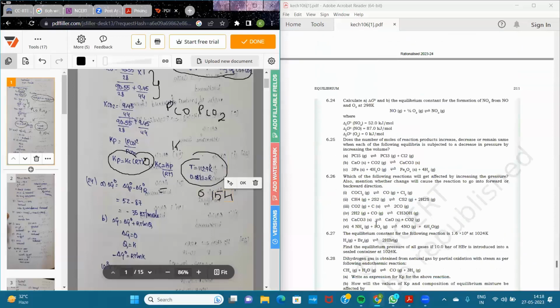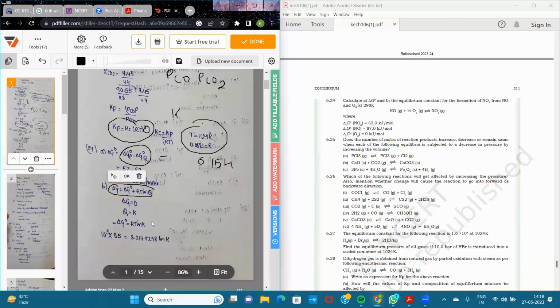Calculate delta G naught and the equilibrium constant for the formation of NO2 from NO and O2. And they gave the reaction. For finding delta G naught for a reaction, we'll subtract the delta G naught of reactants from the delta G naught of products. We'll get this value. We know the relation between delta G naught and reaction quotient as delta G equals delta G naught plus RT ln Q. This formula comes from thermodynamics.